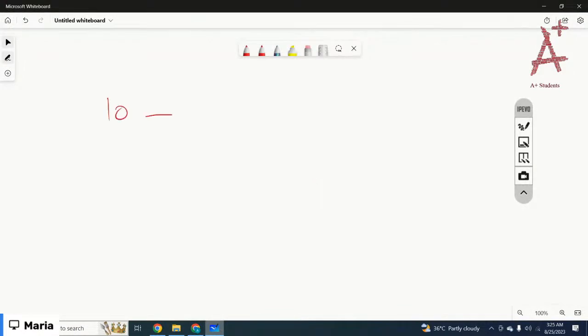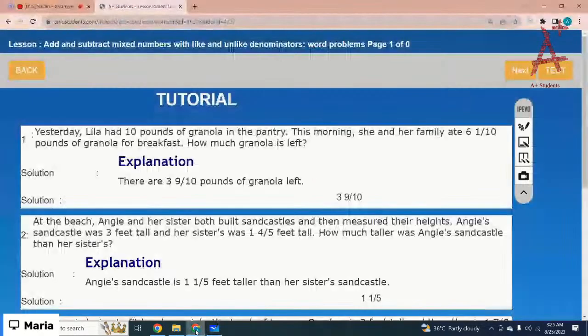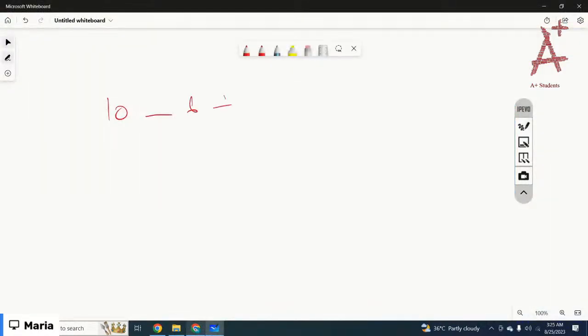So it would be 10 minus 6 whole 1 over 10. Okay, so we don't have a fractional part for this one, right? That means it is 10 whole 1 over 1, right? First of all, you have to make the denominator the same. Just multiply this one by 10. So it will be 10 whole 10 over 10 minus 6 whole 1 over 10.